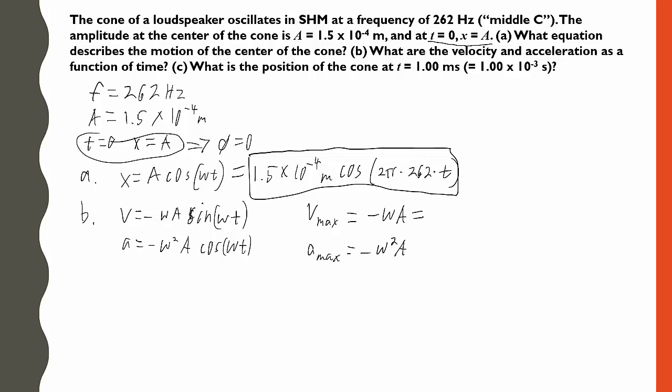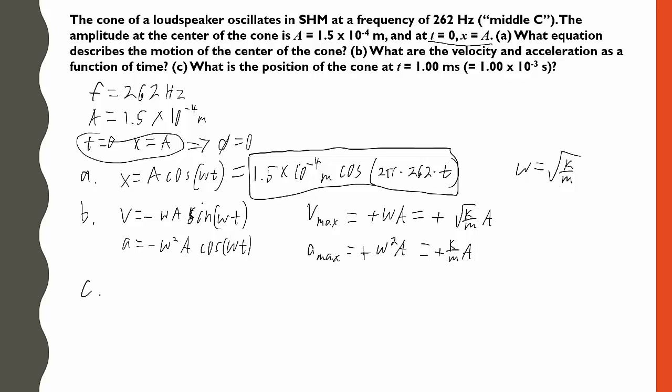And if you substitute in the first expression we had, that omega was equal to root k over m, then this is equal to negative root k over m times A. And this here is just k over m times A. Usually we don't even worry about the negative signs because we just want to know the magnitude of the maximum of these things. All right, part C, we want to know the position of the cone at 1 millisecond.